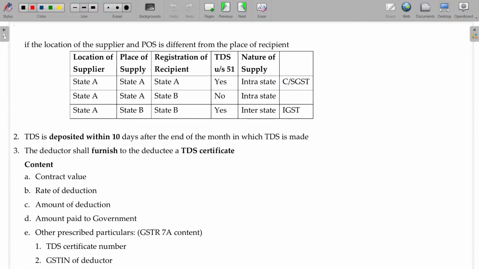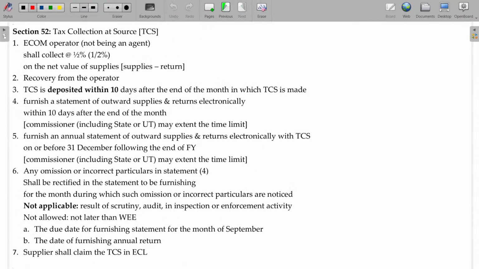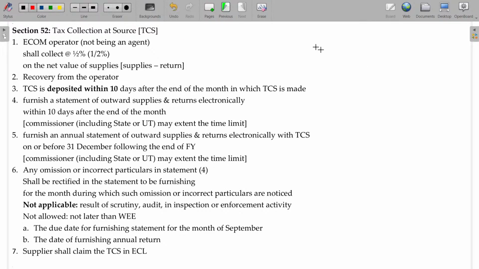In case of e-com operator, okay: supplier, e-com operator like Amazon or Flipkart, and recipient. Goods are routed through the supplier to the recipient, and the payment is also routed directly to the supplier from the recipient, like Ola or Uber.